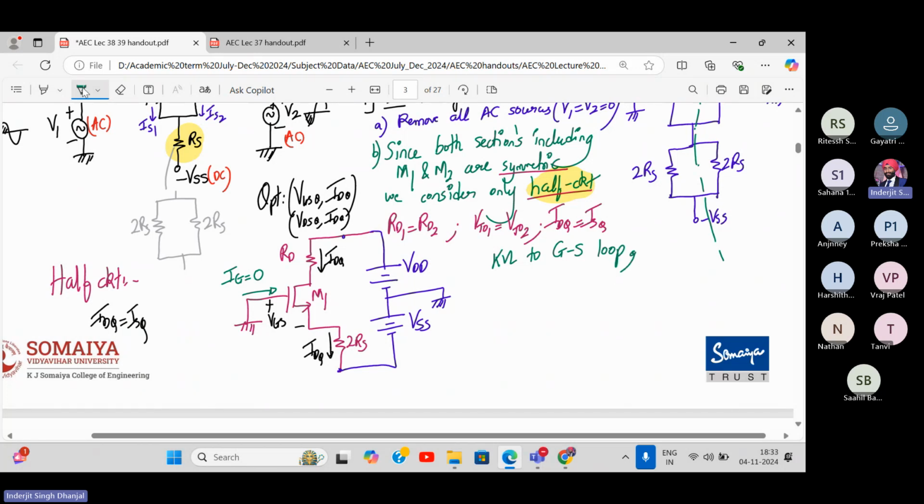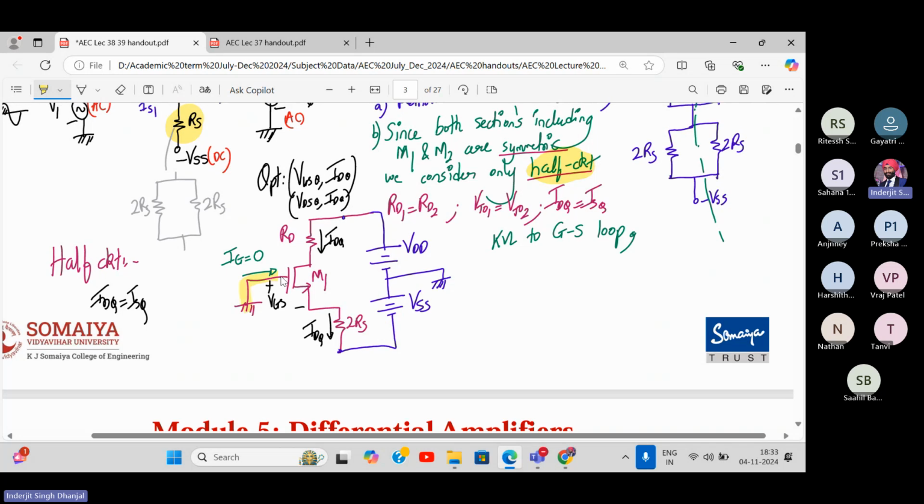So which is my gate source loop? Let me mark it with yellow color. This is my gate source loop. And it doesn't end over here. It ends when the ground is there. So it ends like this. So here we have to apply KVL.